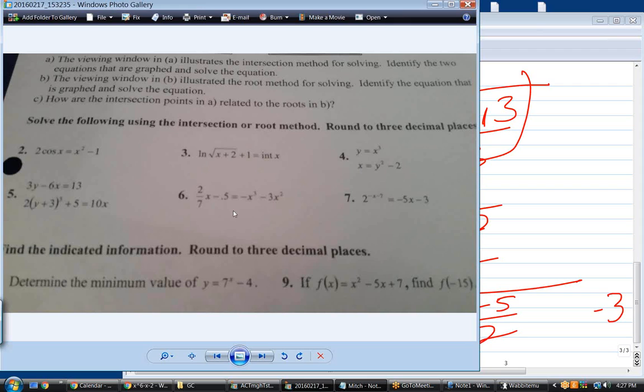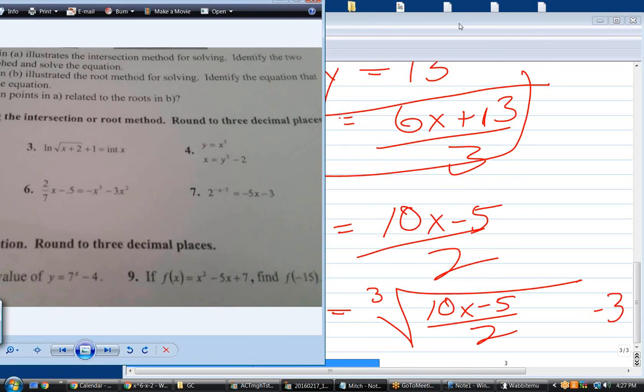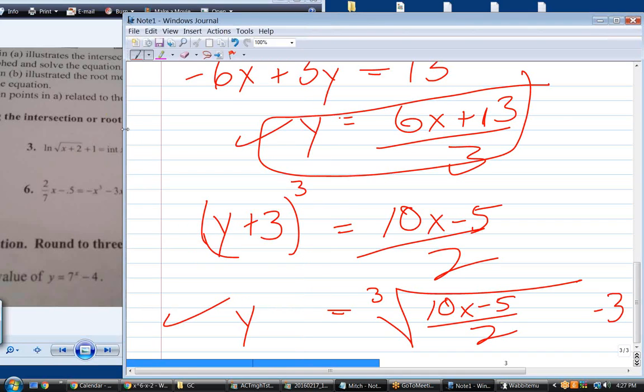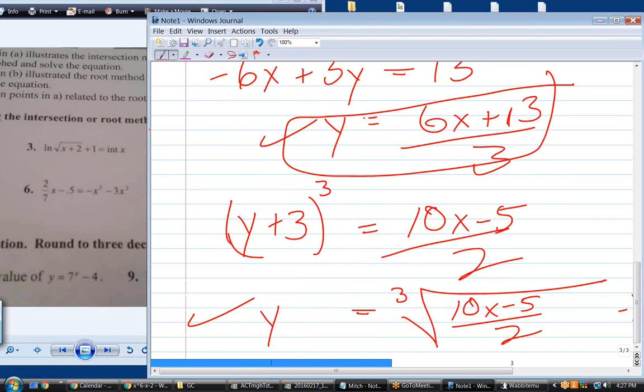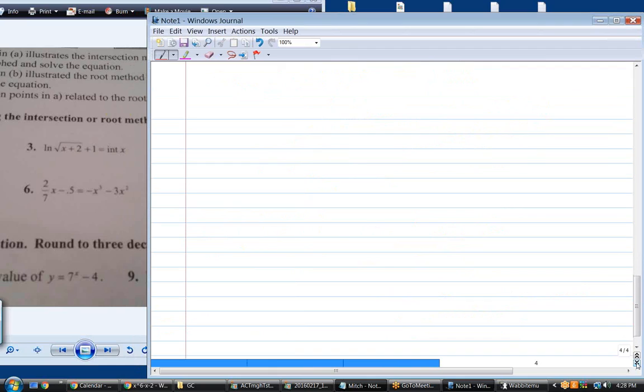Number 6. Let's just set it up as a third degree polynomial and find the zeros. How do I do that? Am I going to use the calculator, the Inspire, to solve for number 6?